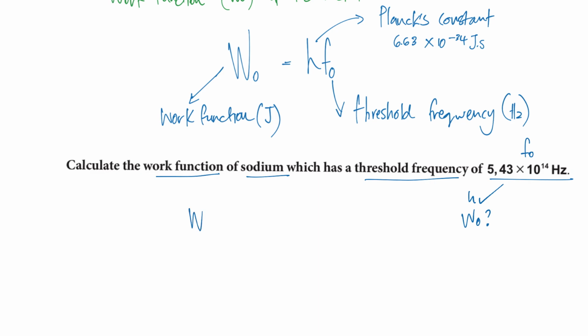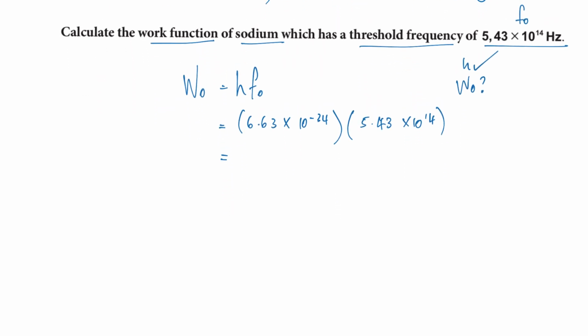So all we do is write down our formula. Work function is equal to Planck's constant multiplied by threshold frequency. And I've got 6.63 times 10 to the power of negative 34 multiplied by 5.43 times 10 to the power of 14. Pause your video and then have a look if you get the correct answer. Right, and the answer you should be getting is 3.60 times 10 to the power of negative 19 joules. Don't forget 2 decimal places when you're answering these types of questions, and keep your calculator in scientific notation.